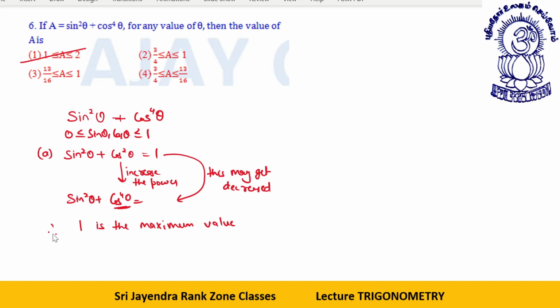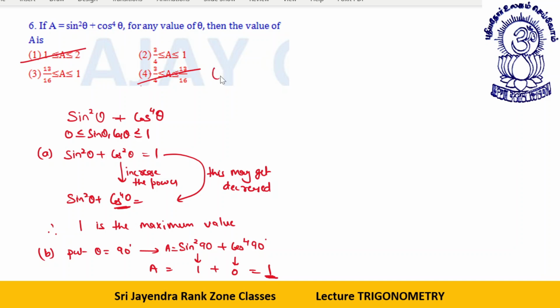Okay. Second part, put theta is equal to 90 degrees. When you put theta is equal to 90 degrees, you have sine square 90 plus cos raised to power 4 of 90. This is 1 plus this is 0. So you can get the value 1. That means A can be 1. If A can be 1, this 13 by 16 is less than 1, so this is rejected by point A.